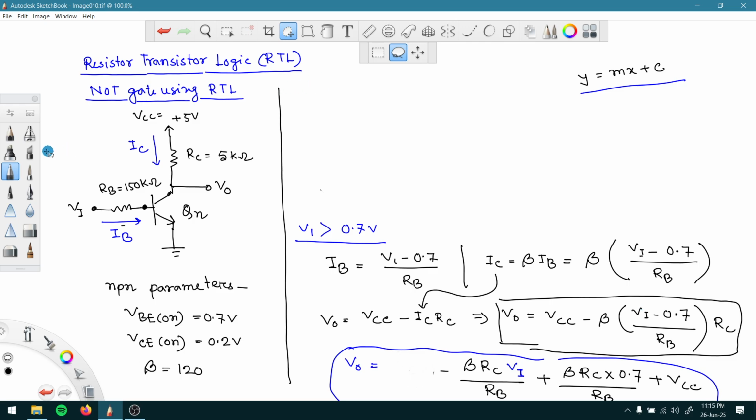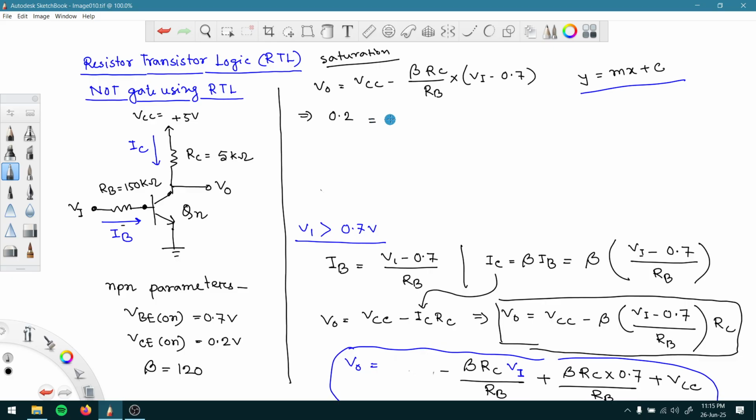V0 equals VCC minus beta RC divided by RB, multiplied by Vi minus 0.7. Let us try to put in all the values. We know the value of V0. This is for the condition whenever we have saturation, right? Saturation means VCE on is equal to 0.2 volt, or V0 should also be equal to 0.2 volt.